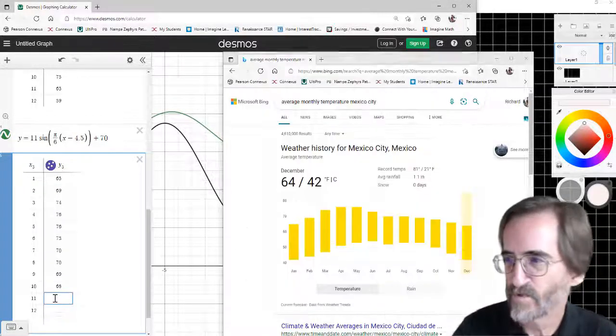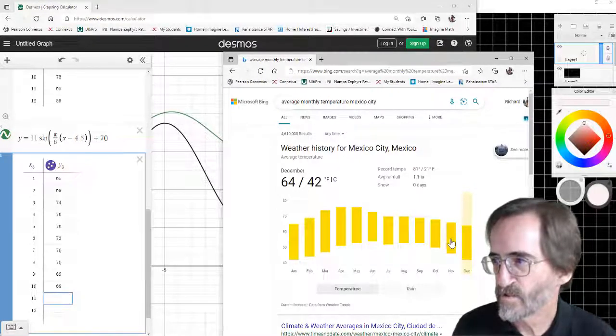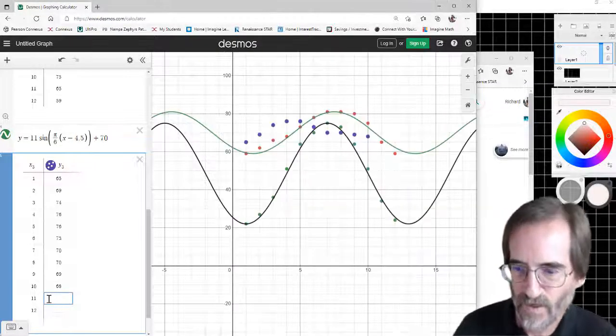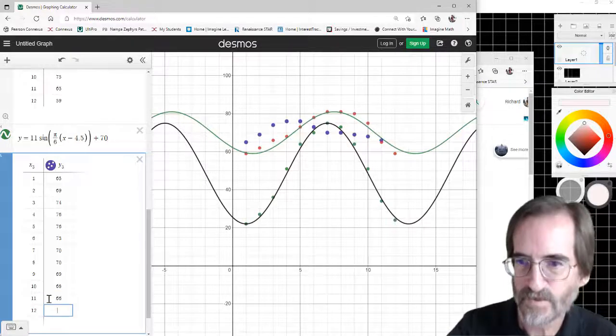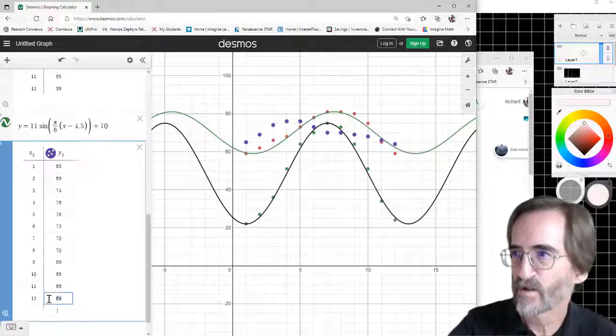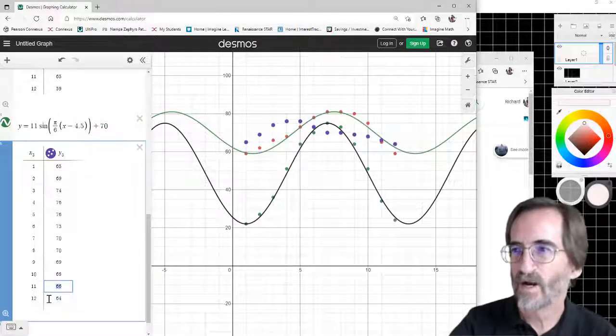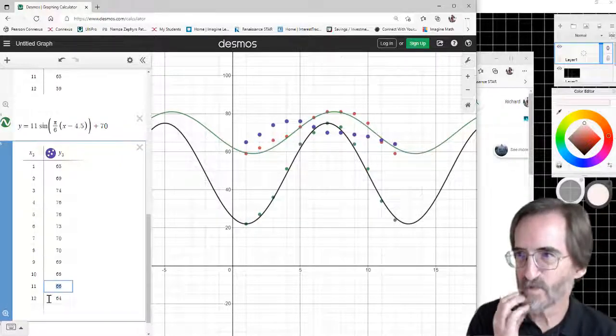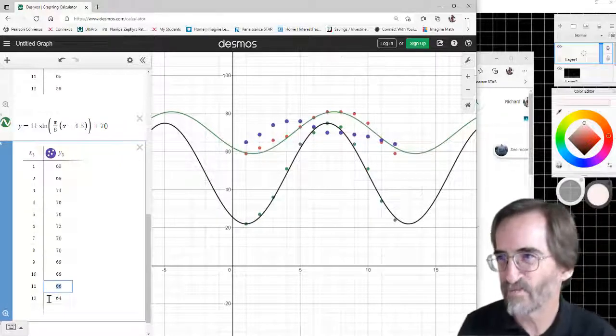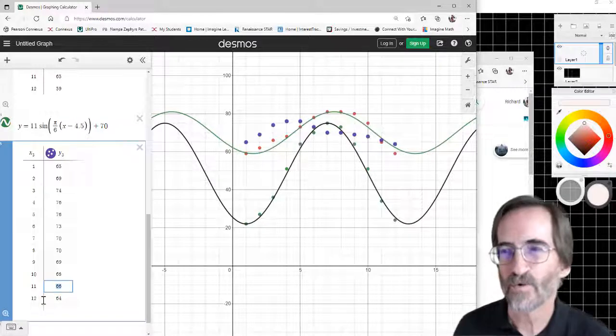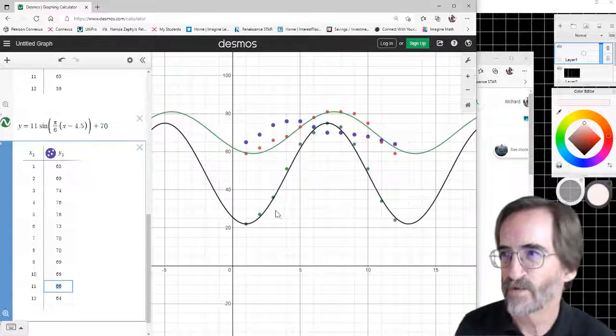What was that again? 66 and 64, yeah. 66, 64. Okay, so there's the purple dots. I note that the spike occurs in January, February, March, April, and May. So in spring, that's where the high temperature occurred.